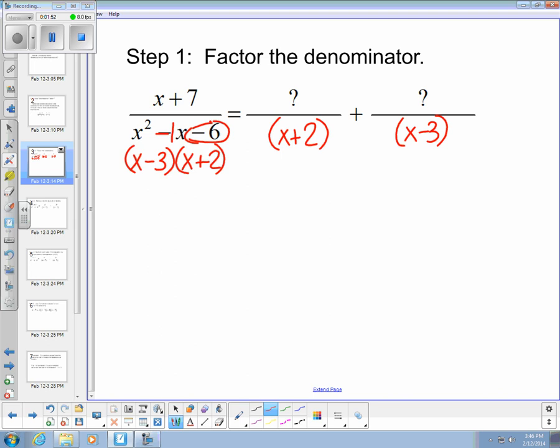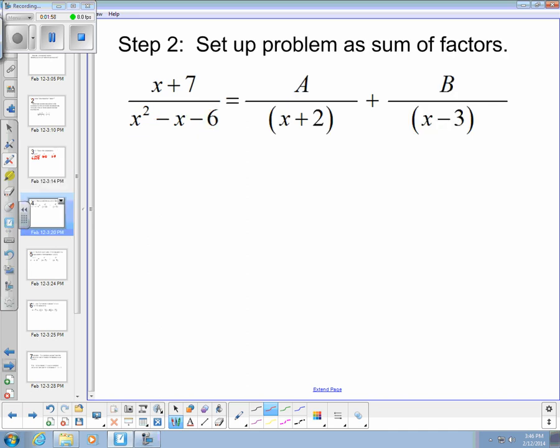We need to figure out what goes on the top. Okay? So our second step is going to be to set the problem up as a sum of factors, and since we don't know what those numerators are, we're going to use some constants. So that's what the capital A and B stand for, some number that goes in the numerator of that fraction.